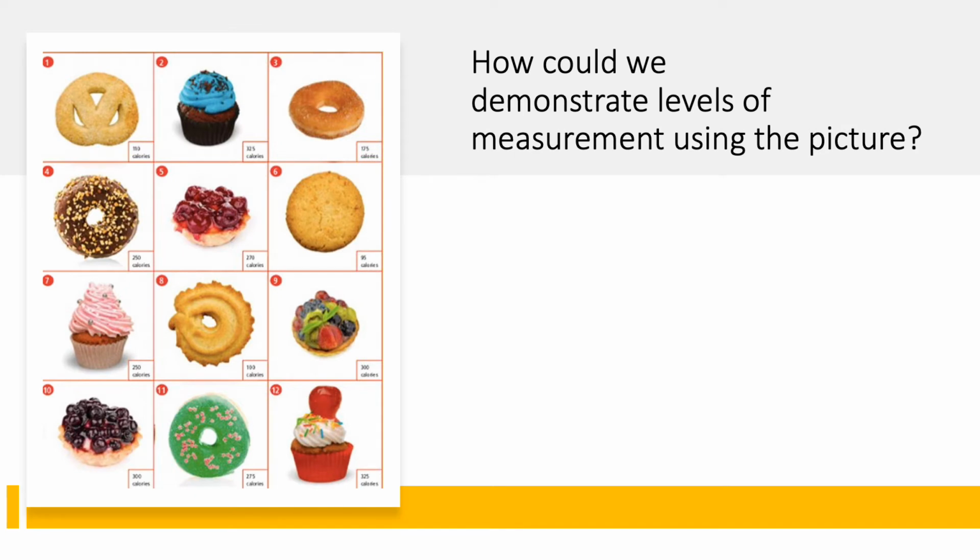I know you've done this before, but I want you to try and think back. So you might not be able to see this. Here we have the calories of each sweet treat. So how could we demonstrate levels of measurement using this picture? So what could we do to put this data into nominal? How could we place it into ordinal data? And how could we place it into interval data or ratio data?